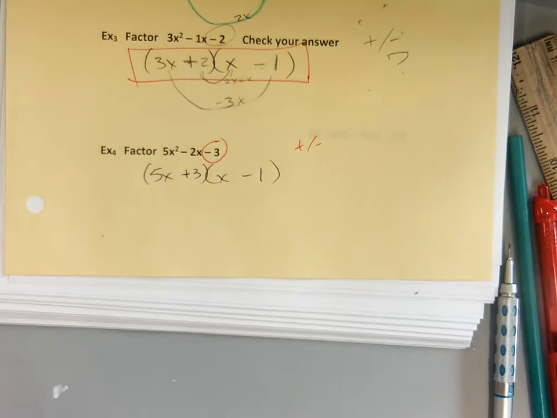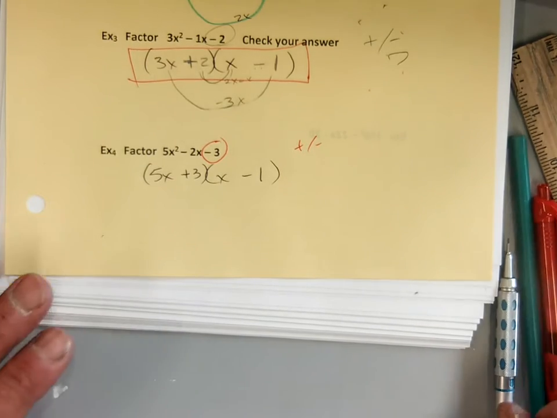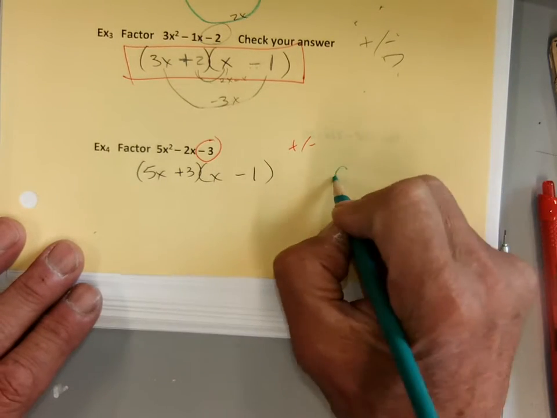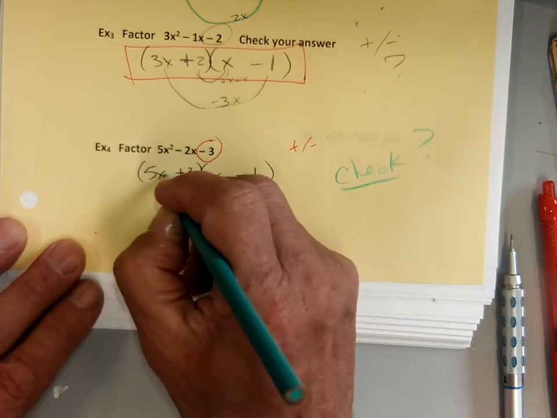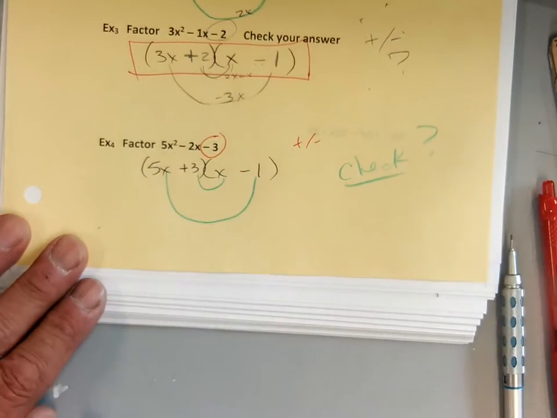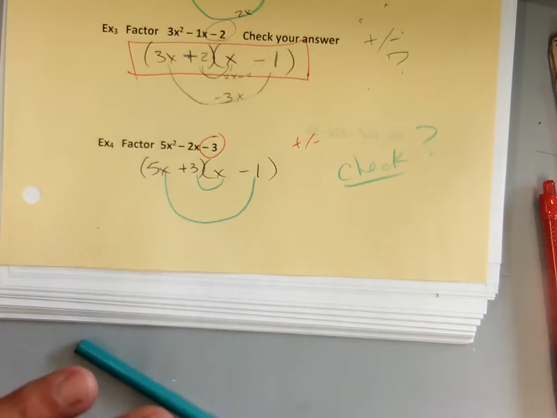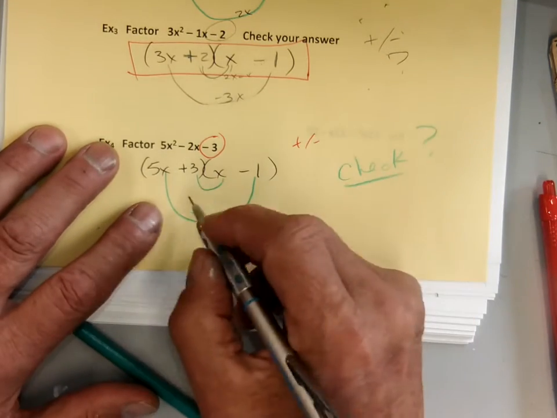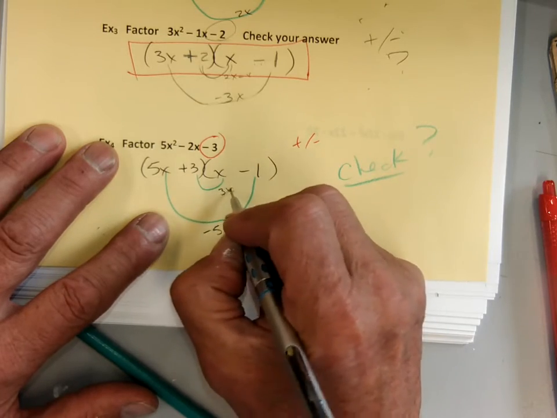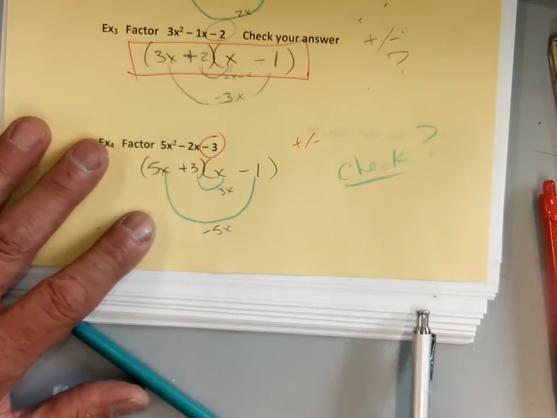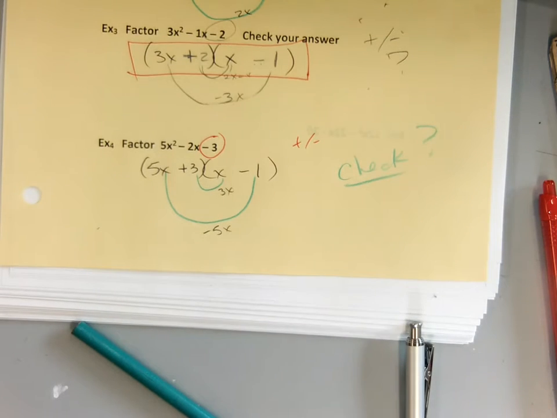How do I know that she's right? How do we check it? What's our check? Double smiley, right? So we can check to see if she's right. We have a negative 5x and a positive 3x, which makes the negative 2. Nice job, Molly. Now, if it doesn't check out, sometimes you change the signs, sometimes you switch the numbers. That makes sense?